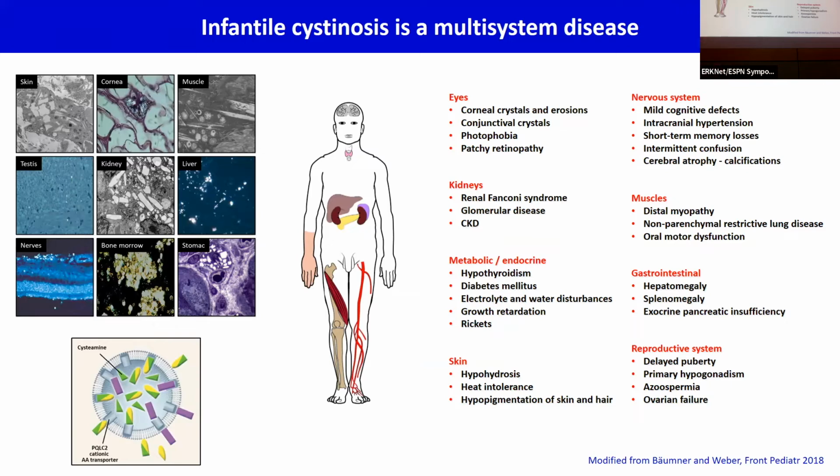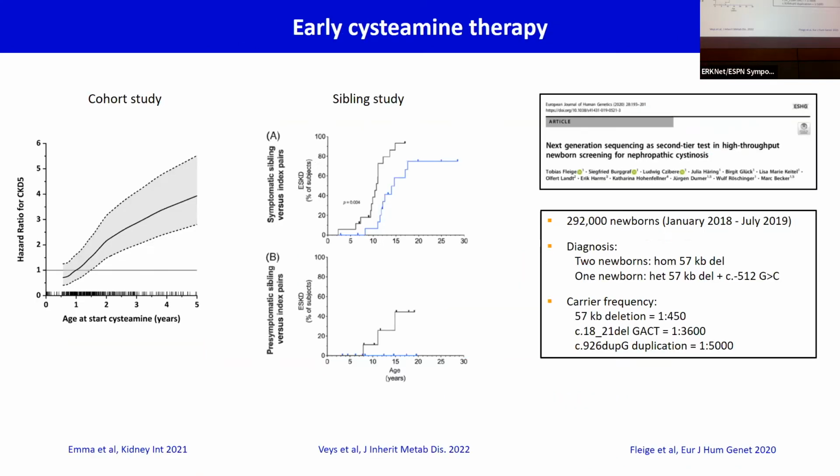And we do have a treatment for cystinosis, which is cysteamine. Cysteamine allows the indirect efflux of cystine from the lysosome by forming a mixed disulfide that can exit the lysosome through another cationic transporter on the membrane of the lysosome.